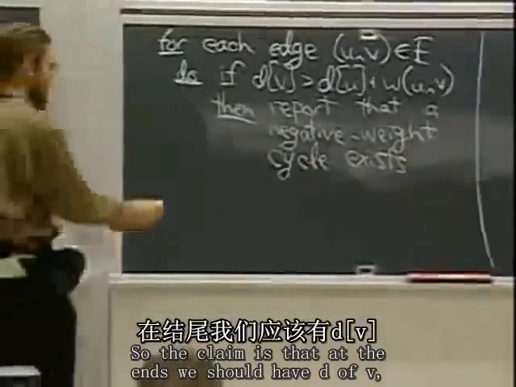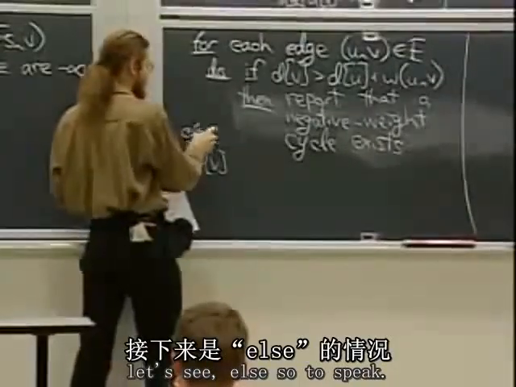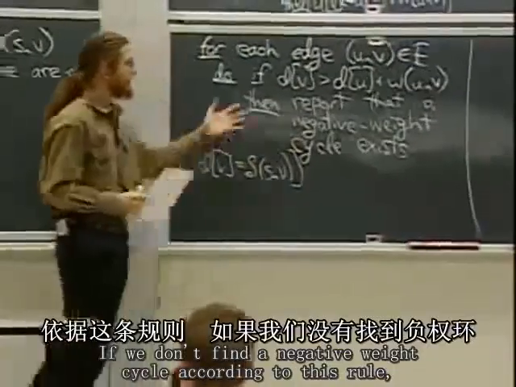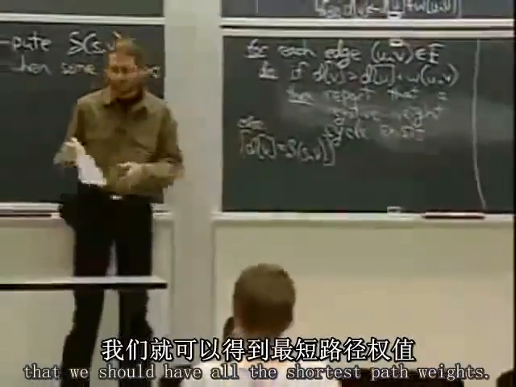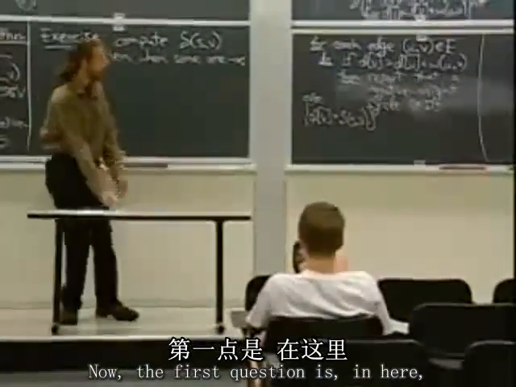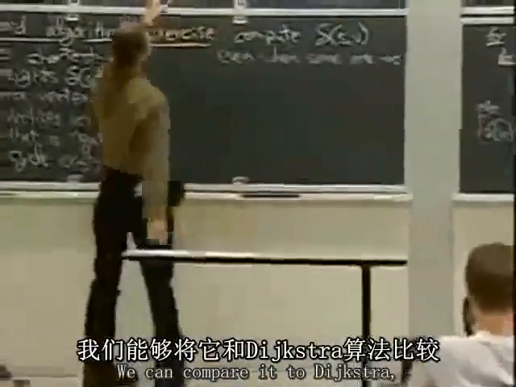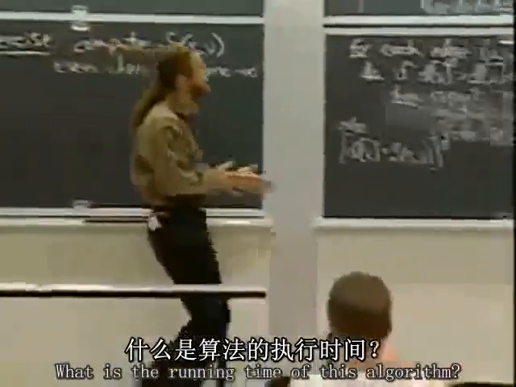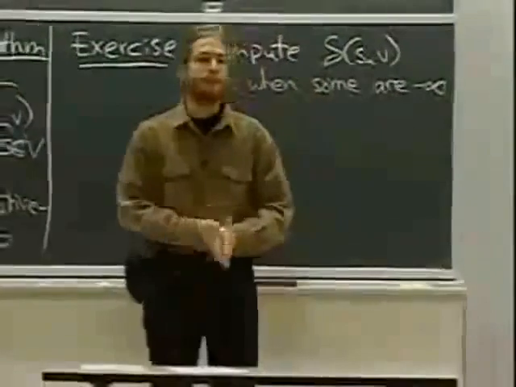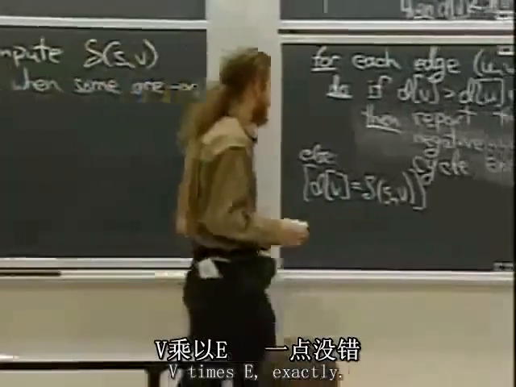So the claim is that at the end, we should have d of v equals delta of s comma v for every vertex v. If we don't find a negative weight cycle according to this rule, then we should have all the shortest path weights. That's the claim. Now, the first question is the running time, which is very easy to analyze. We can compare it to Dijkstra, which is over here. What is the running time of this algorithm? V times E, exactly.